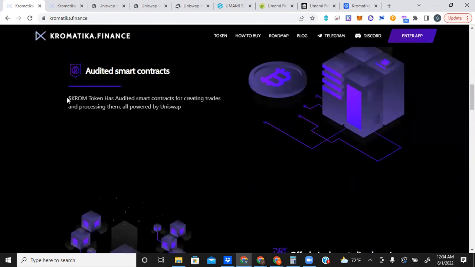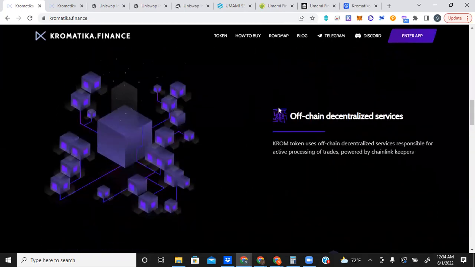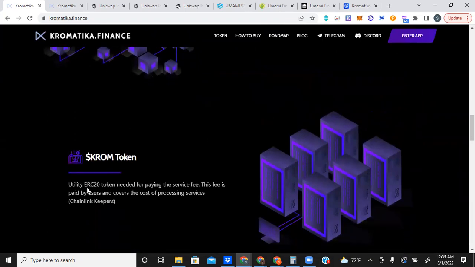Overall, I feel like Chromatica is very safe, with audited smart contracts. It's not super complicated. This explains exactly how these decentralized services are powered by the Chainlink keepers. Basically, you will pay the Chainlink keepers in Chromatica token. Whatever the Chainlink keepers have to pay, basically the gas fee to create the position and close that position, that's what you pay, and you pay that in the Chrome token.